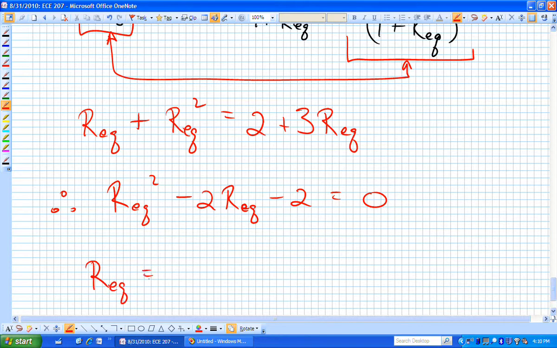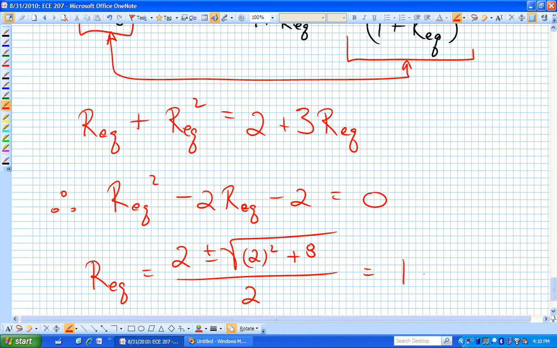The quadratic formula. Negative b, which in this case is minus 2, minus a minus 2, so we get 2 plus and minus the square root of b squared minus 4 times AC. A is 1, C is minus 2, and so that gives us plus 8. 2 times 4, divided by 2A, and A was 1. So this now becomes 1 plus and minus square root of 12 over 2.